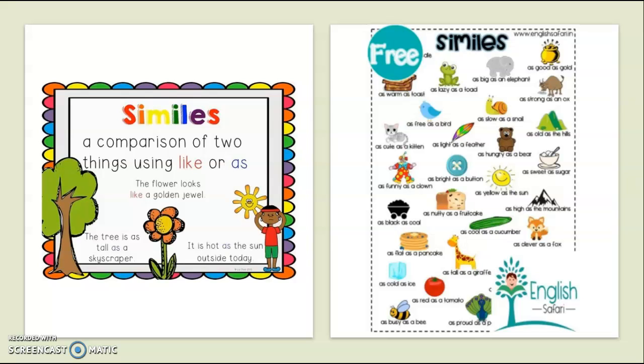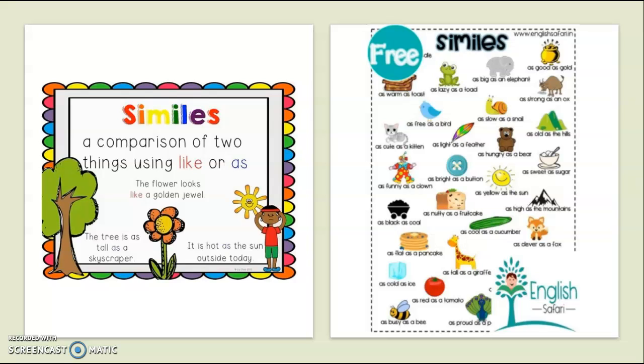For example, the flower looks like a golden jewel. The tree is as tall as a skyscraper. It is hot as the sun. It is as hot as the sun outside today.